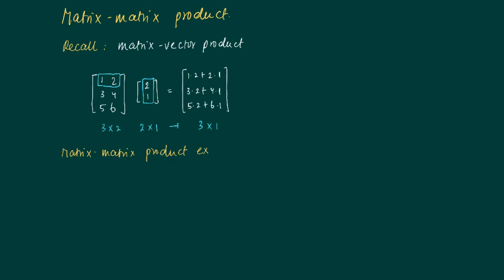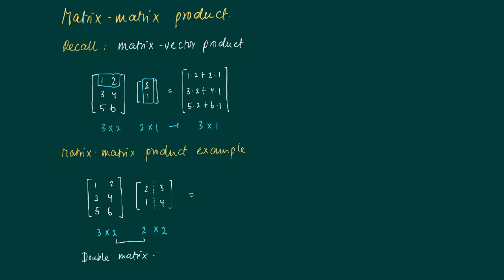A matrix-matrix product is actually not so much different. Suppose we take the same matrix 1, 2, 3, 4, 5, 6, and now we have two column vectors, 2, 1 and 3, 4. So actually we have a 3 times 2 matrix and a 2 by 2 matrix. The inner dimensions agree. Then we just split up the second matrix following this blue line and we calculate two matrix vector products. First we calculate the matrix vector product where the vector consists of 2, 1. And secondly, we form the matrix vector product with 3, 4.